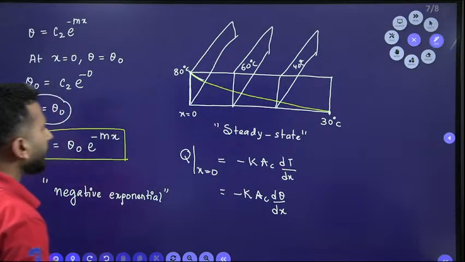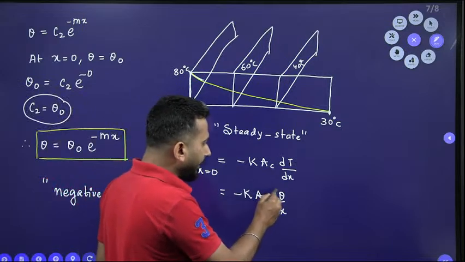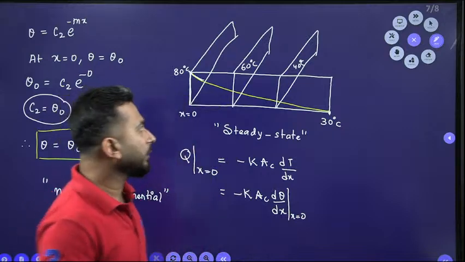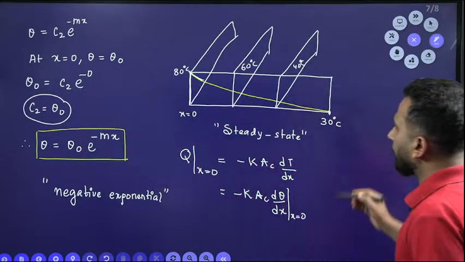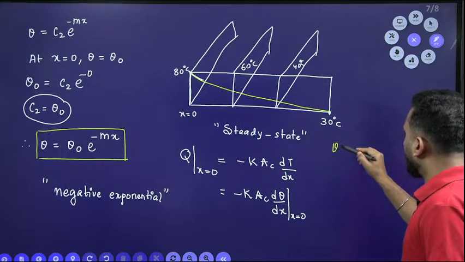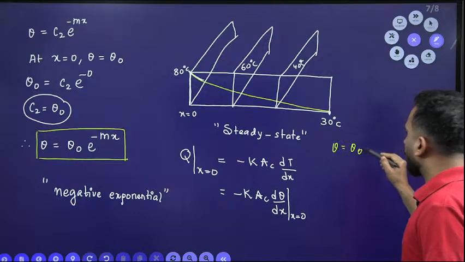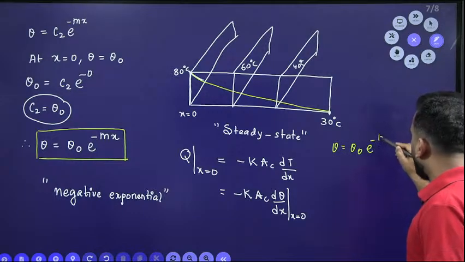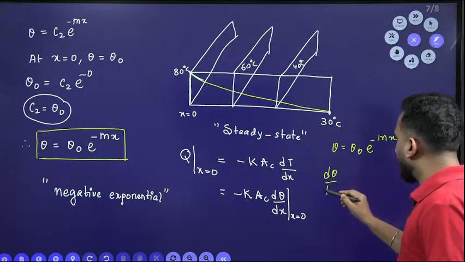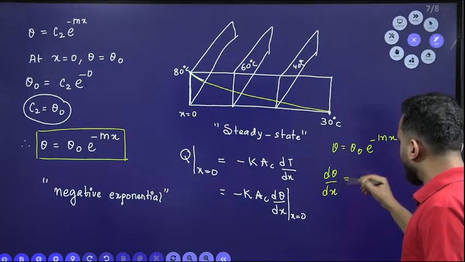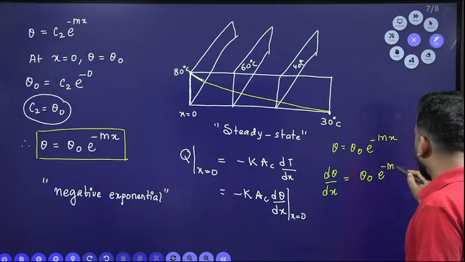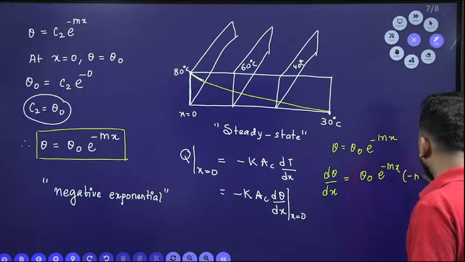Okay. So d theta by dx, and that too at x equal to 0. Here I am writing, no, don't worry, theta is equal to theta naught e to the power minus mx. I want to know what is d theta by dx at x equal to 0. So theta naught e to the power minus mx into minus m.